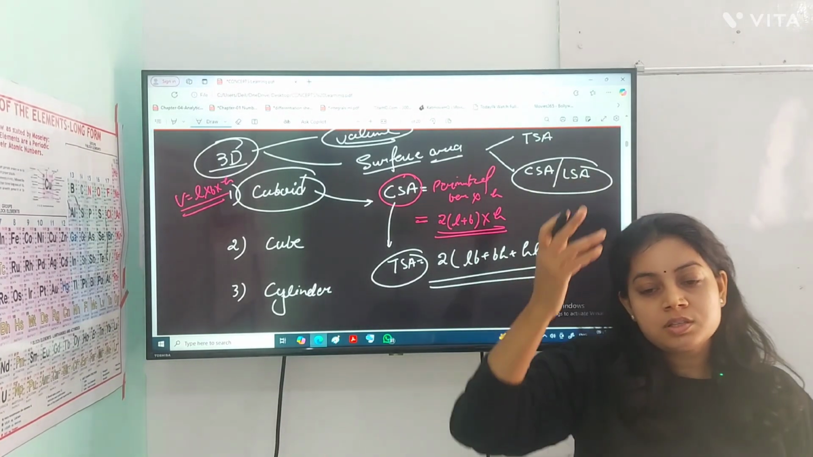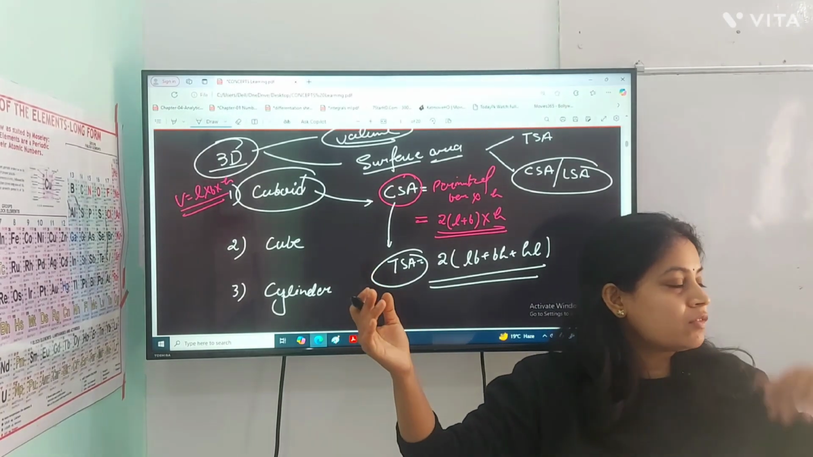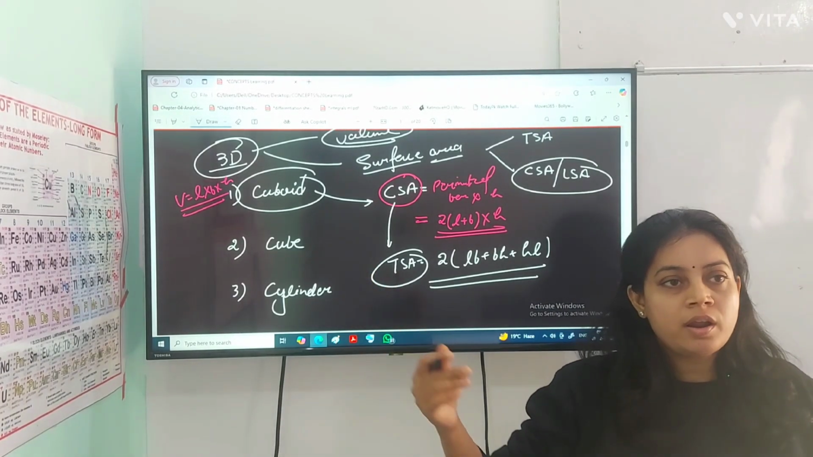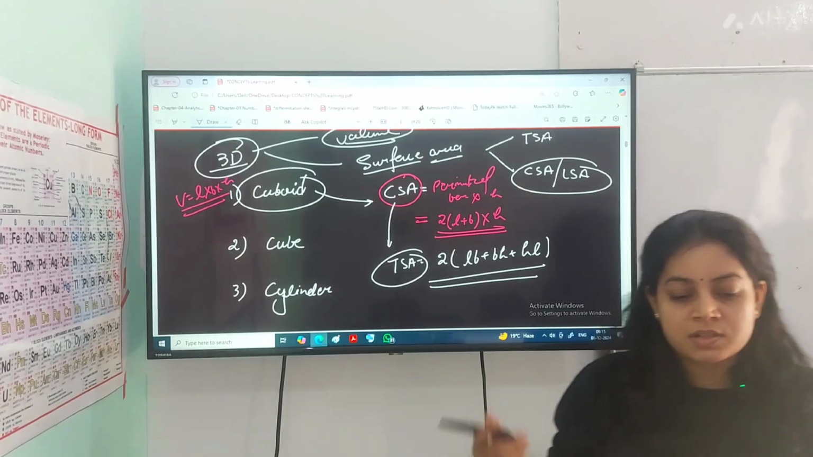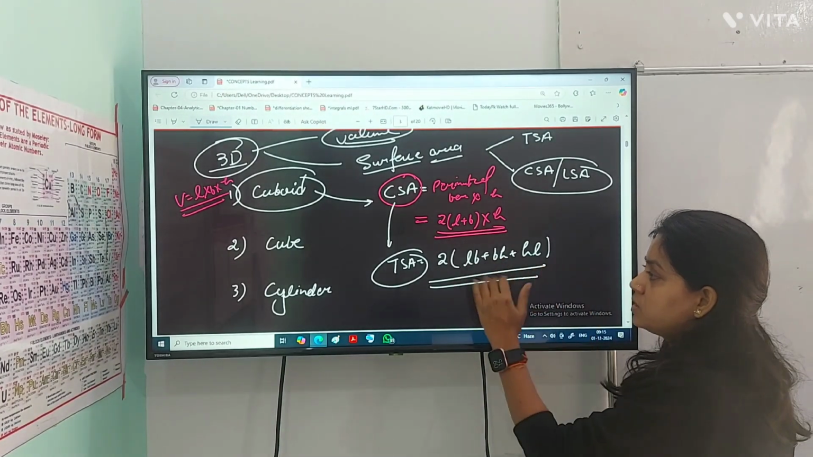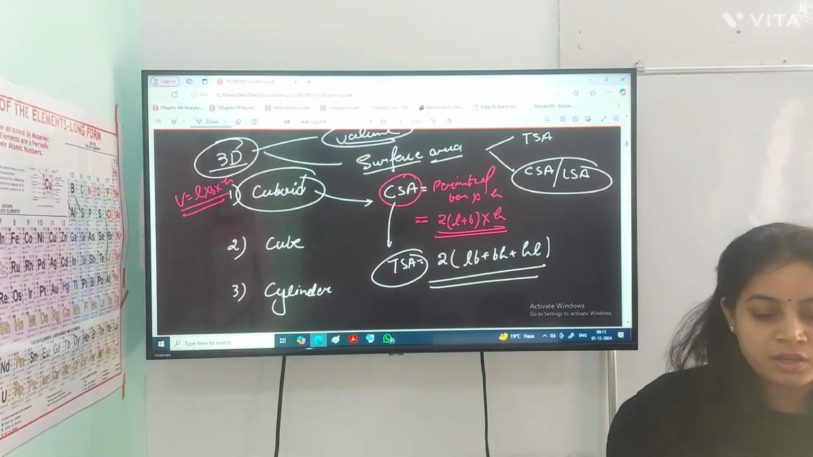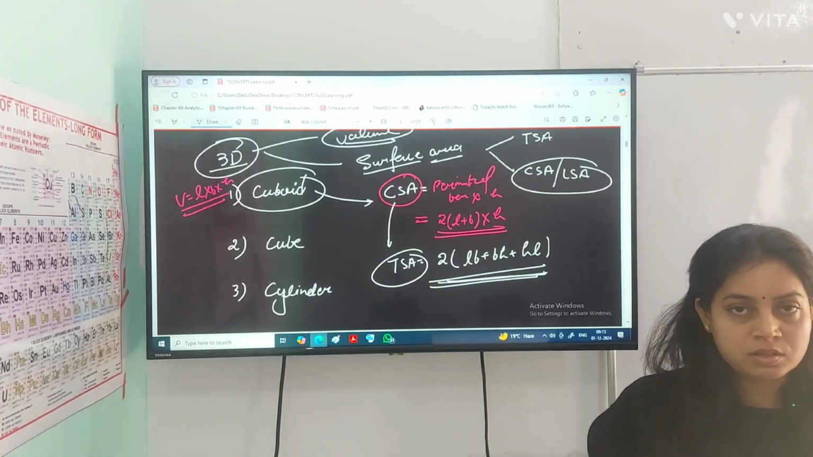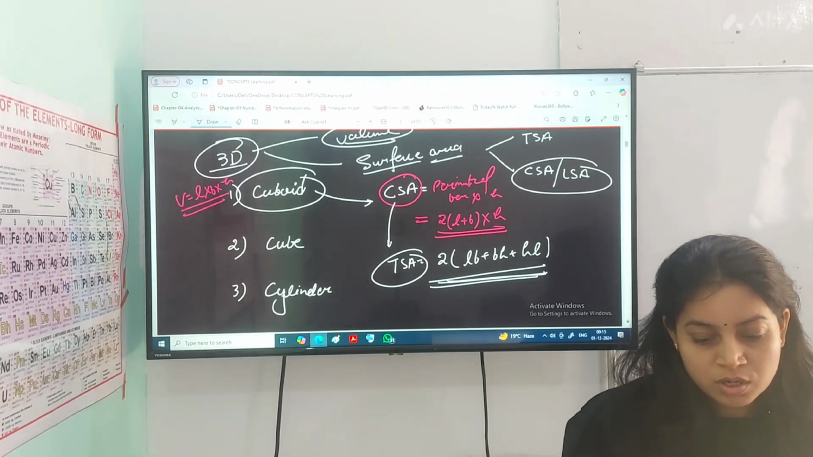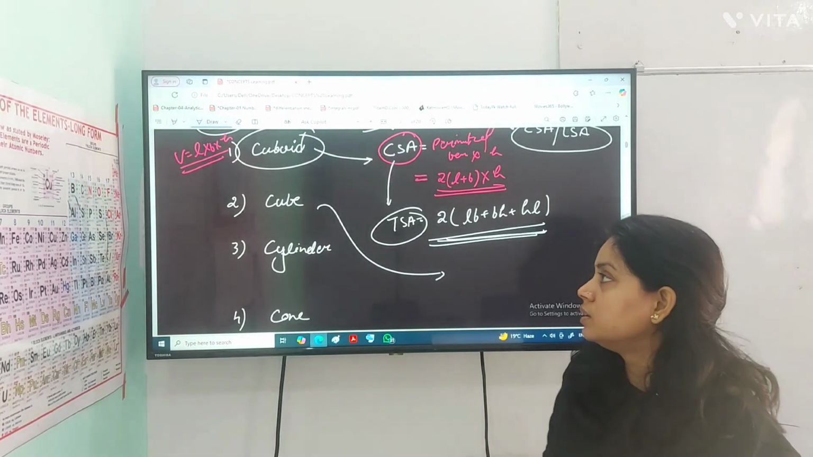Why did this happen? Because the area of the ceiling will be the same as the area of the floor. The area of the left wall will be the area of the right wall, and the front and back wall area will be the same. So L into B is the area of one face, and the other faces likewise, and we multiply by 2 because 2 faces have the same area. So the total surface area is this, right? So this is all about the cuboid. And after that, cube. What is a cube?